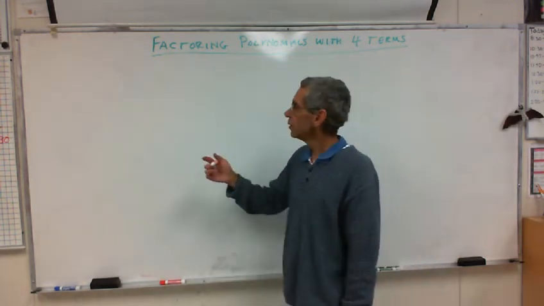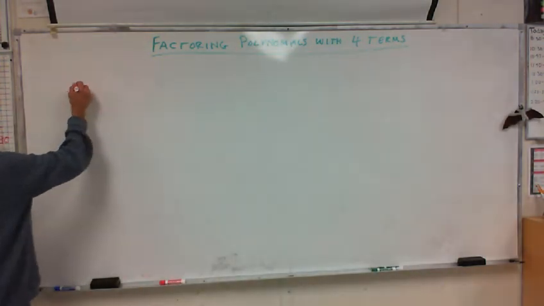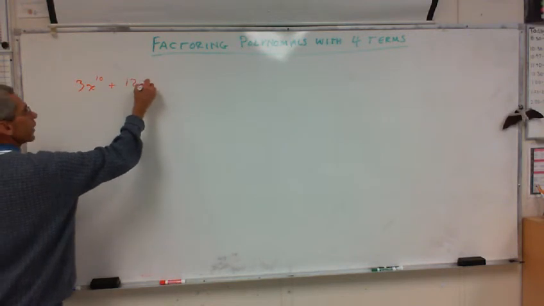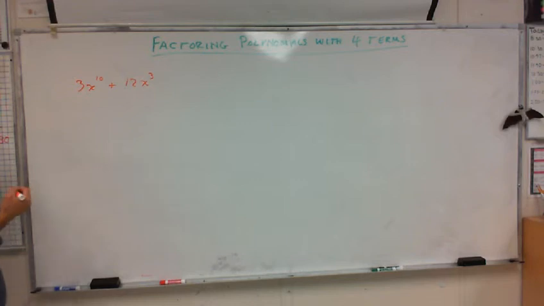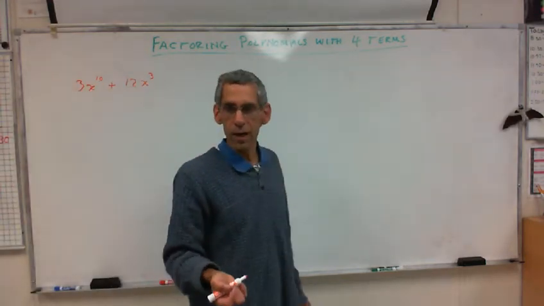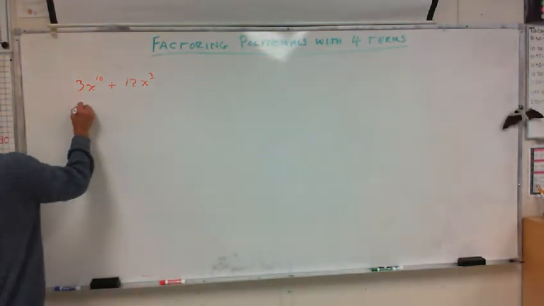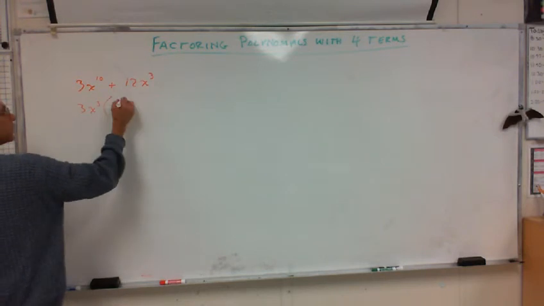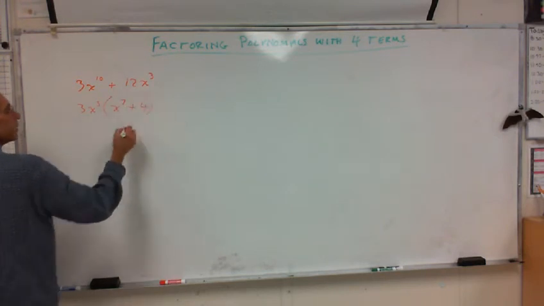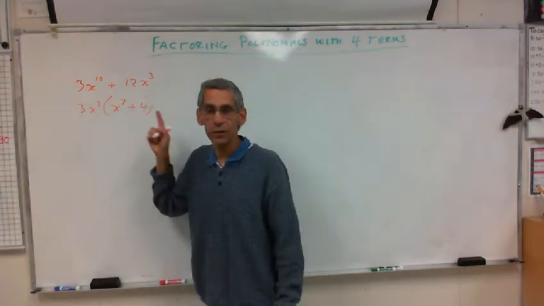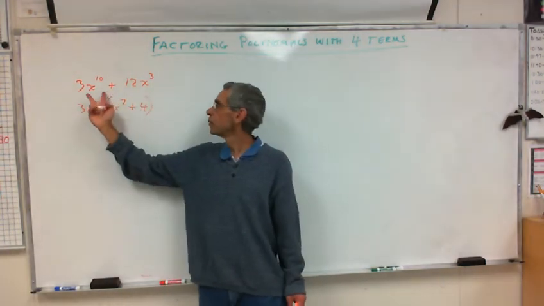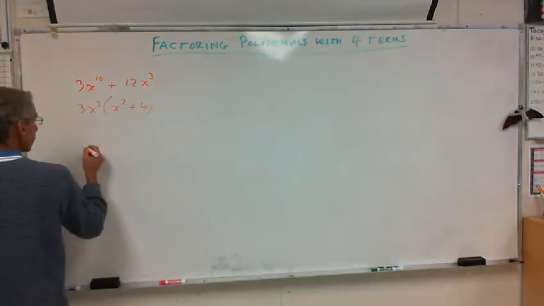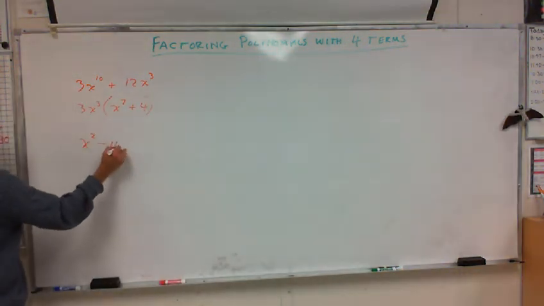A binomial might be something like 3x to the 10th plus 12x cubed, and you'd factor out the greatest common factor, right? 3x cubed, parentheses, x to the 10 minus 3 is 7, plus 4, right? So that's an example of factoring a binomial, right? Two terms, 1, 2.